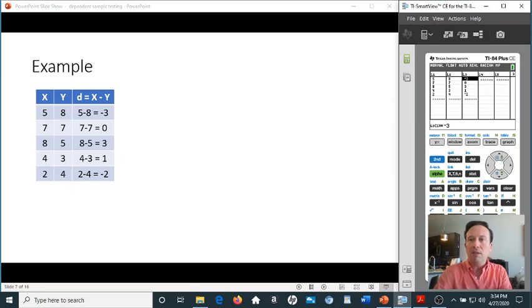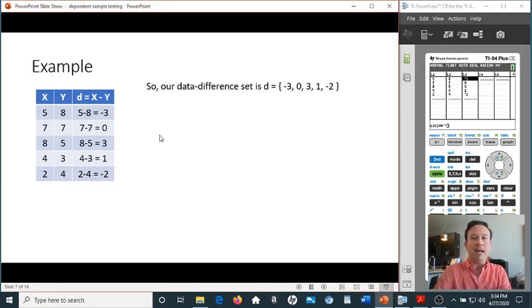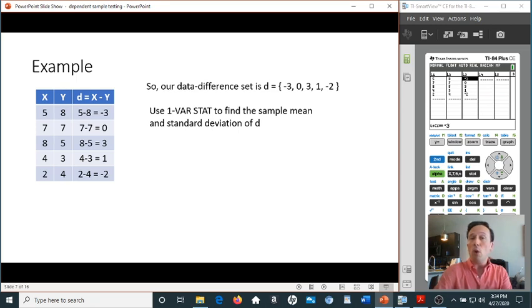So now hit enter, and there you go. There's the numbers that are in my table there. All right, so what's the next step? So now we're going to use one-var stat to get the mean and standard deviation of list 3, right? Because we're using the differences to compute our statistics. So we want D bar. We need the mean of the D list and the standard deviation of the D list.